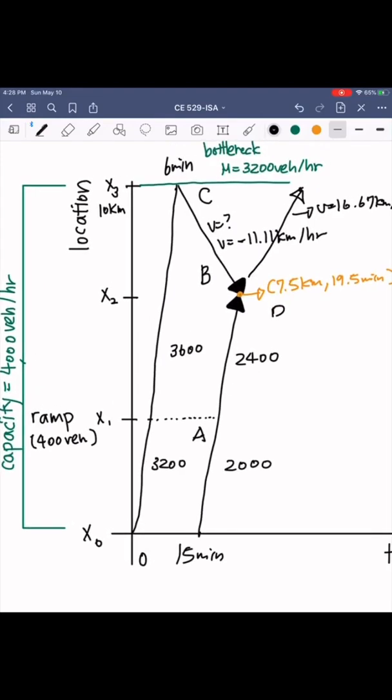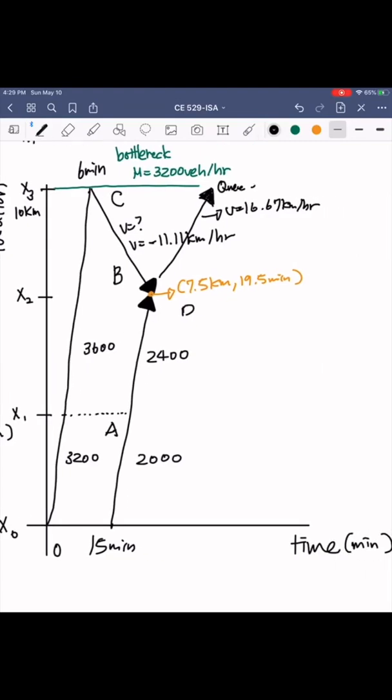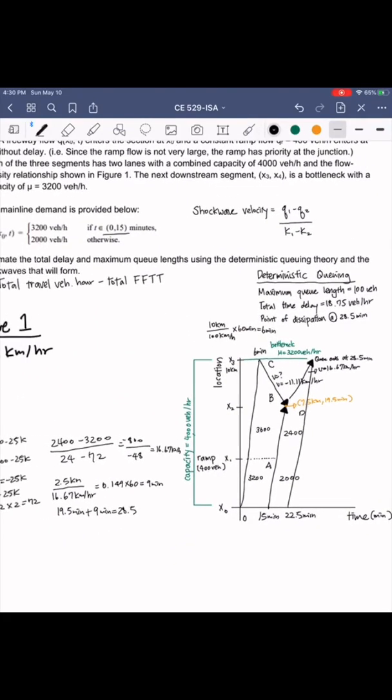So let's write it down here. The queue ends at 28.5 minutes. Now we would simply draw a line from this end of the queue, because we know that the vehicles that reach this point right here would be driving at the free flow speed. So 28.5 minus 6 is 22.5. Let me draw a line here. It might look a little bit messy now, but it'll be at 22.5 minutes. So now we can finally calculate the maximum queue length.